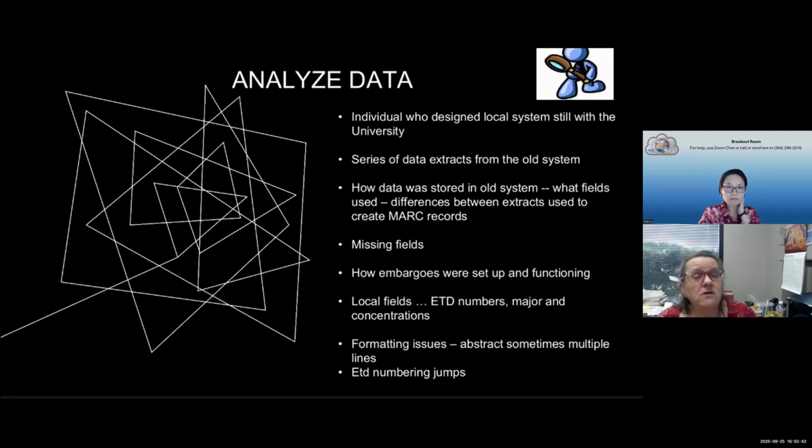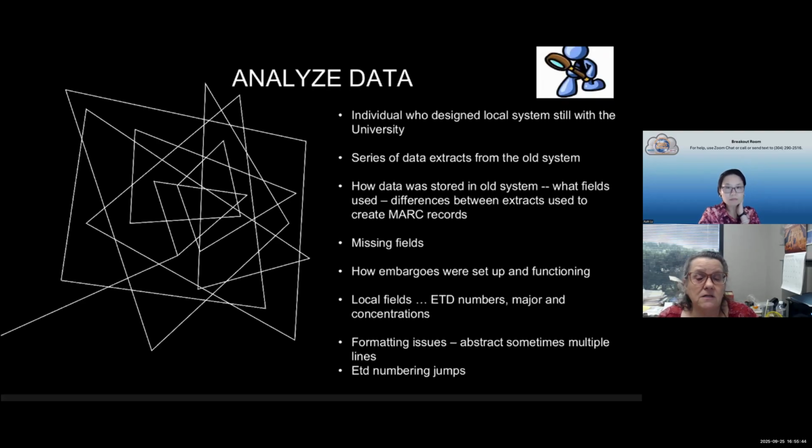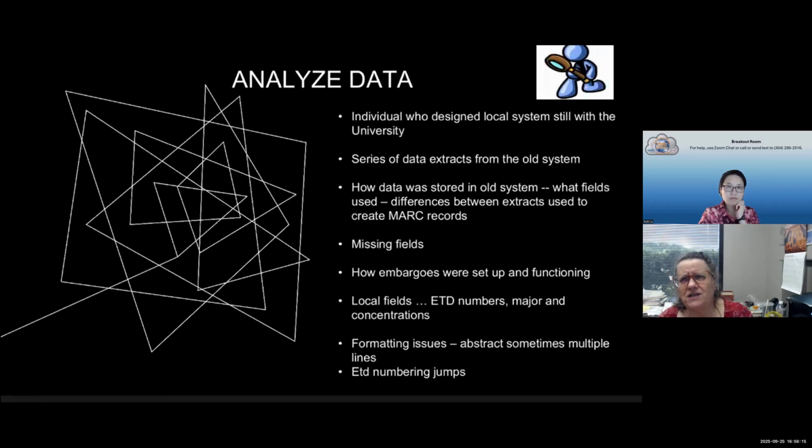So we did a series of extracts from the old system into Excel spreadsheets and began to look at the data. One of the things I particularly had to come up to date with was how the data was stored in the old system and what fields were used. As I said, I had been able to set up an extract that helped me create MARC records. For example, that extract allowed me to have, instead of separate fields for authors, author as last name, comma, first name, middle name, but I had to see how they actually were parsed in the system itself.